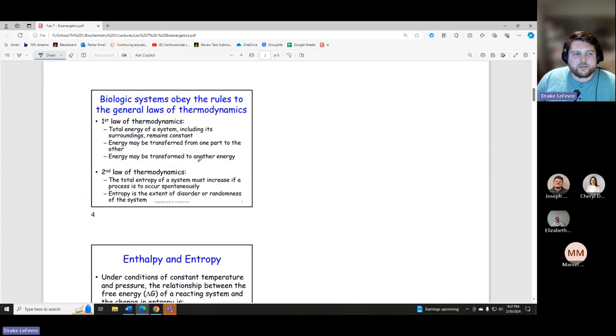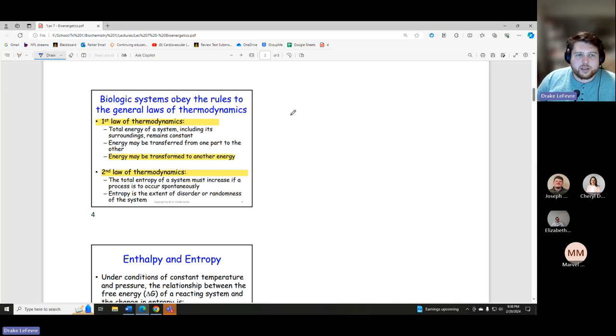We can talk about the laws of thermodynamics. He will have a test question that's literally just, which of the following represents the second law of thermodynamics, or something along the lines of, which of the following is the first law of thermodynamics. It's mostly this one: energy may be transformed to another energy. So energy cannot be created nor destroyed, only transformed.